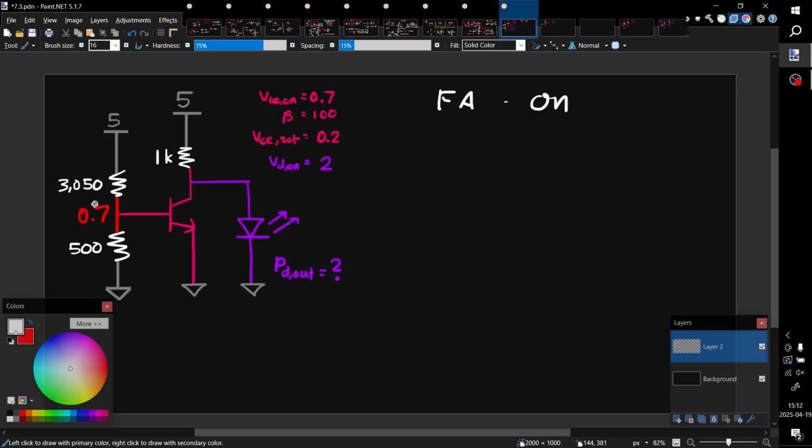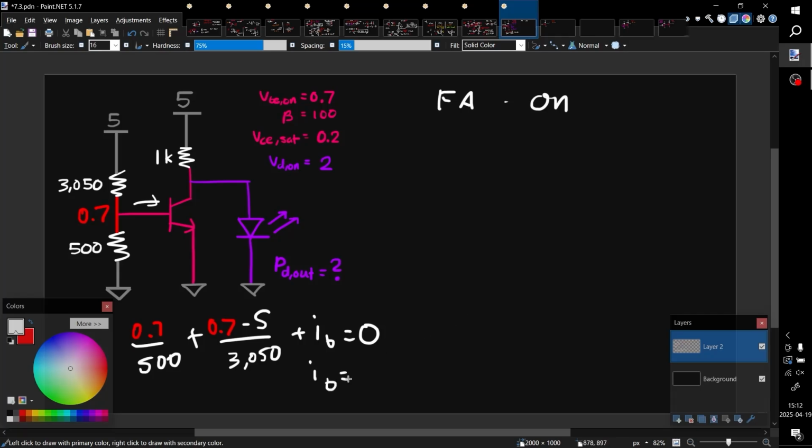Nice. When we do this, we can now do KCL to find this current here. That is going to be 0.7 over 500. That's the current flowing through here. And the current flowing through here is going to be 0.7 minus 5 over 3050. The current flowing through here is this. That's going to be IB. Now we just need to check if this is positive first. 9.83 micro. That is nice. It is greater than 0. So we already know that this is conducting. It can be either saturated or forward active.